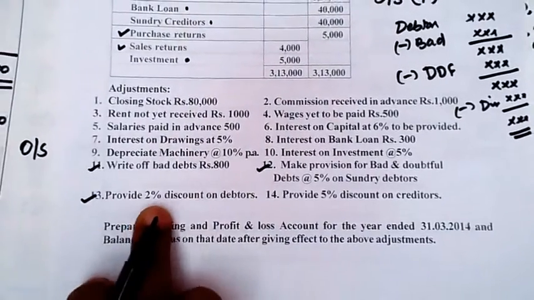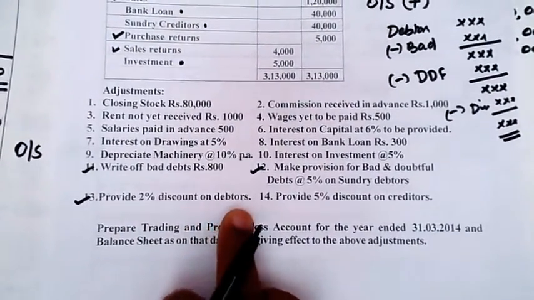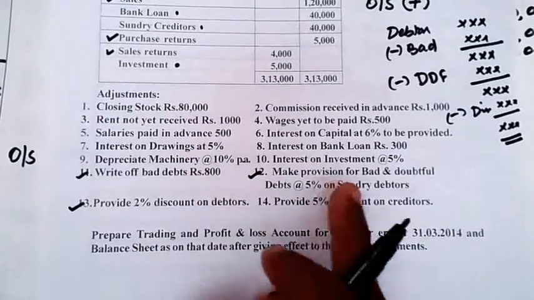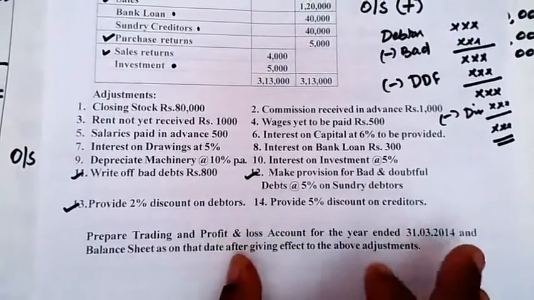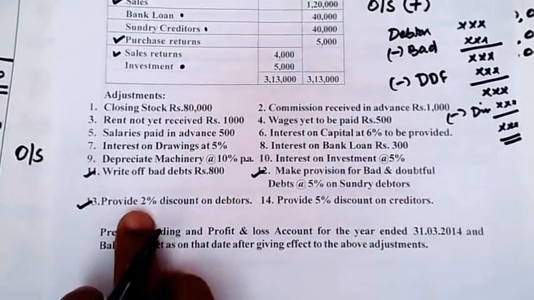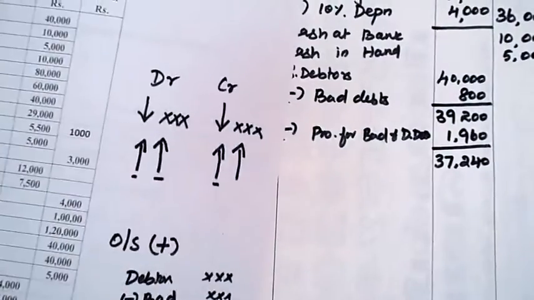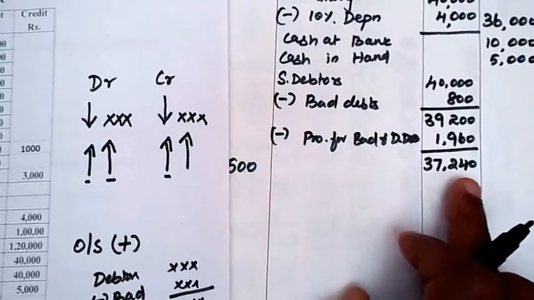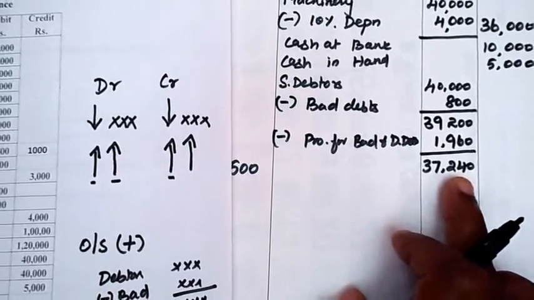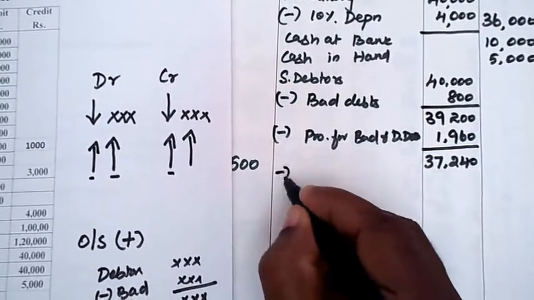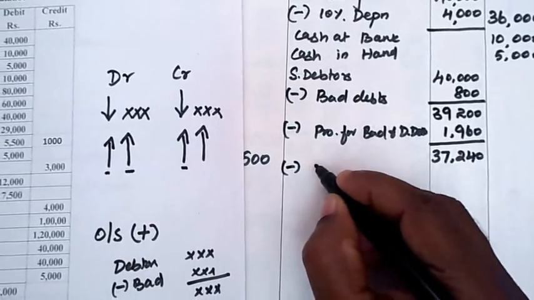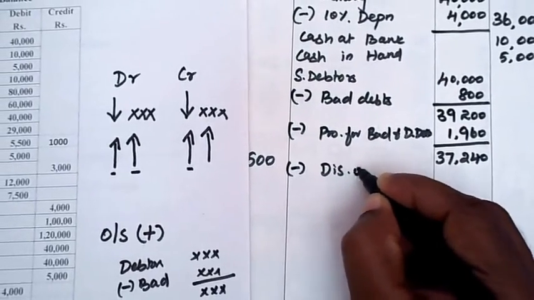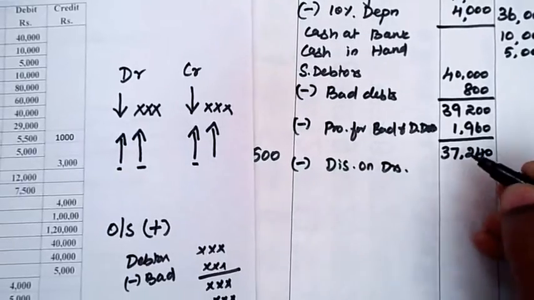The next adjustment regarding debtors is to provide 2% discount on debtors. How much? 2% on debtors. No, after subtracting bad debts and doubtful debts, you will have a remaining balance. On that you have to calculate 2%. Just find the amount. 37,240 is there. On this amount you have to calculate the 2% discount on debtors. Discount on debtors. How much?